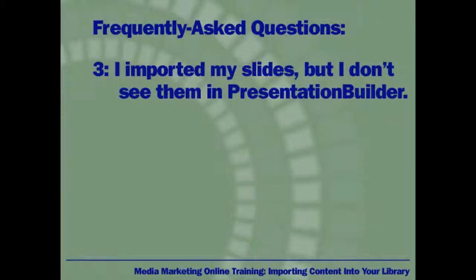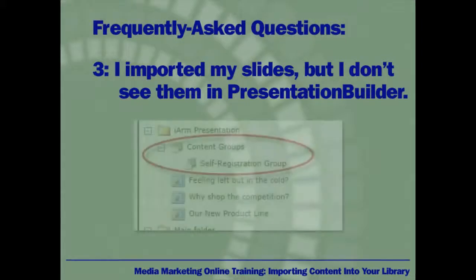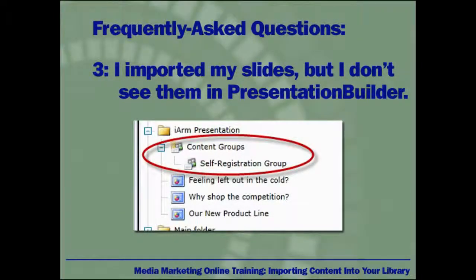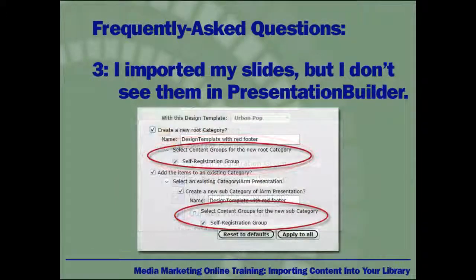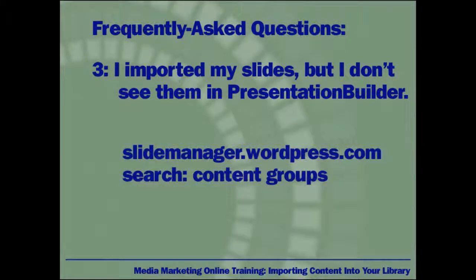Number 3. I imported my slides, but I don't see them in my presentation builder. This is a function of content groups. The categories and users in your system are connected by content groups. If a category is not available to a content group, then the users who are members of that content group won't be able to view the slides in that category. When you import slides, you have the option of assigning them to content groups during the import process, but if you forget, you can always do it afterwards. For more information on content groups, please visit our blog at slidemanager.wordpress.com and do a search for content groups.